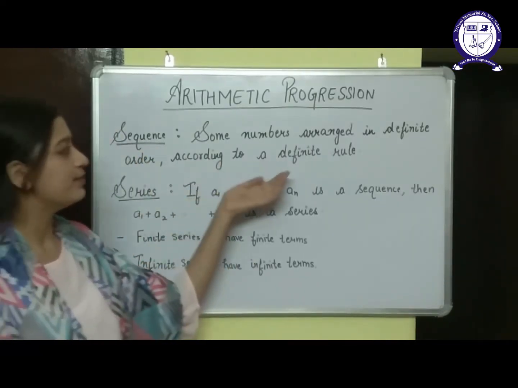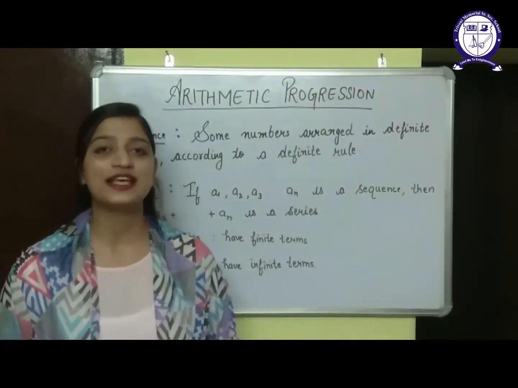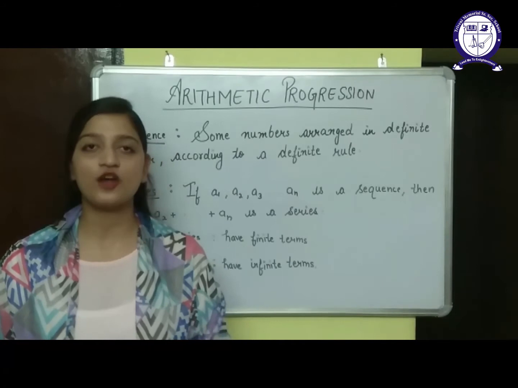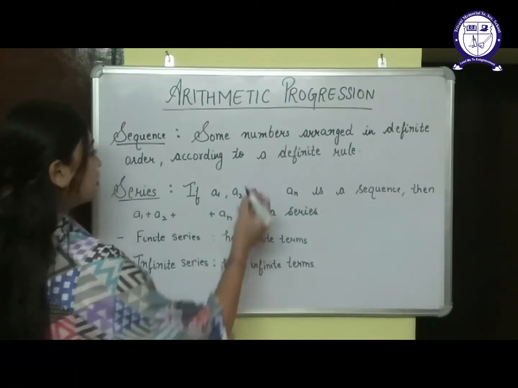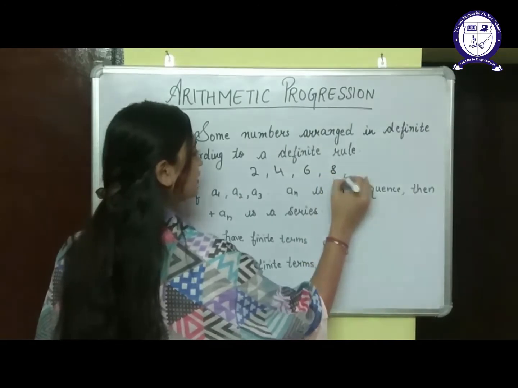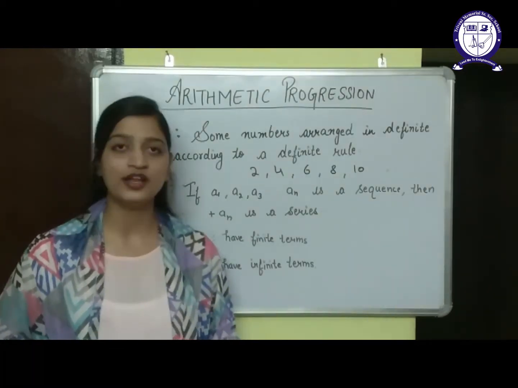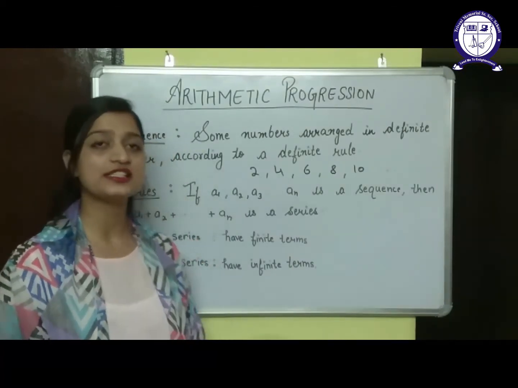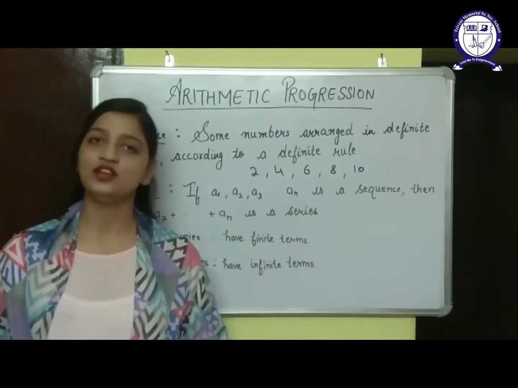Sequence is some numbers arranged in definite order according to a definite rule. So it says that sequence is a set of numbers which are arranged in a definite order, and there is also a rule between that. Suppose I have numbers 2, 4, 6, 8, 10 and so on. Now this is a sequence of numbers and I can see which type of numbers they are. They are even numbers. It's a sequence which has a definite order, that it will go in this pattern only.